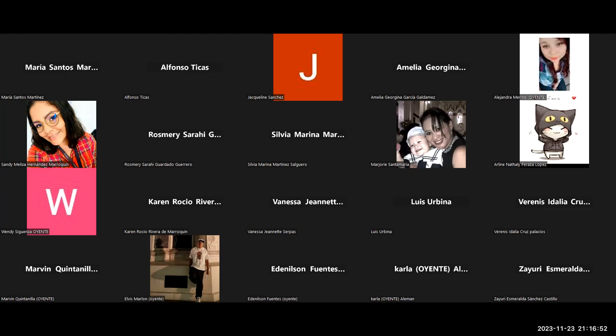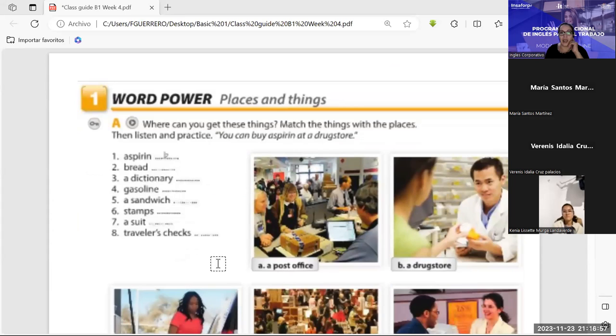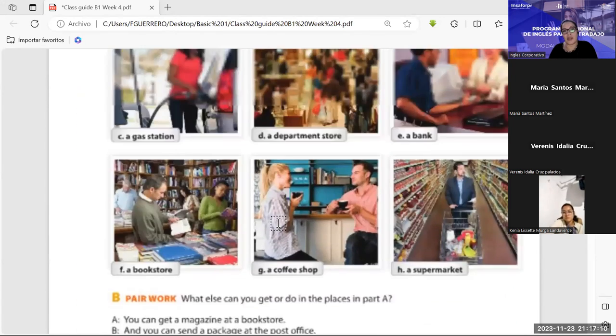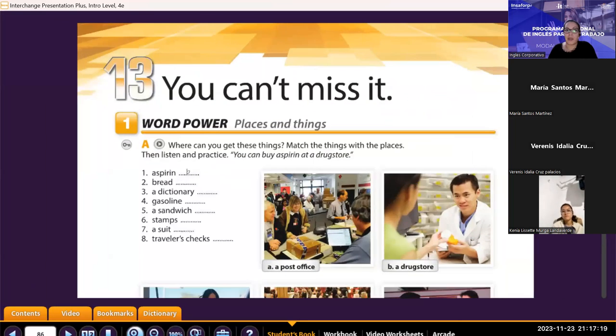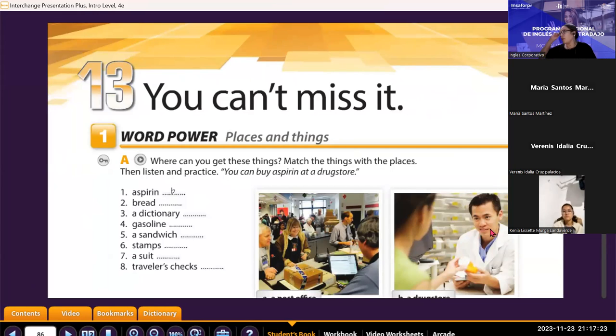Ok, now let's move to the next exercise. Let me show you my screen. For the next exercise, we have a word power, places and things. Eso es lo que tenemos luego en el material y vamos a trabajarlo desde acá, para que escuchemos el audio. Vamos a ver vocabulario, lugares. La vez pasada vimos algunos, y surgieron algunas palabras nuevas como City Hall, que era el ayuntamiento o alcaldía. Lo vimos en la vez pasada.